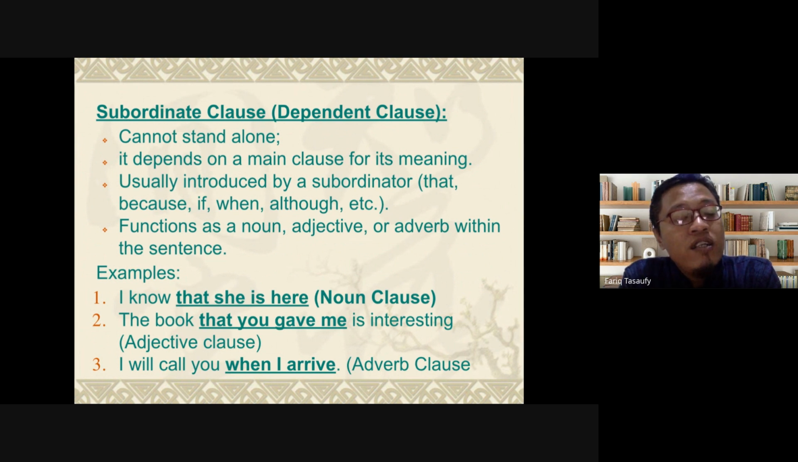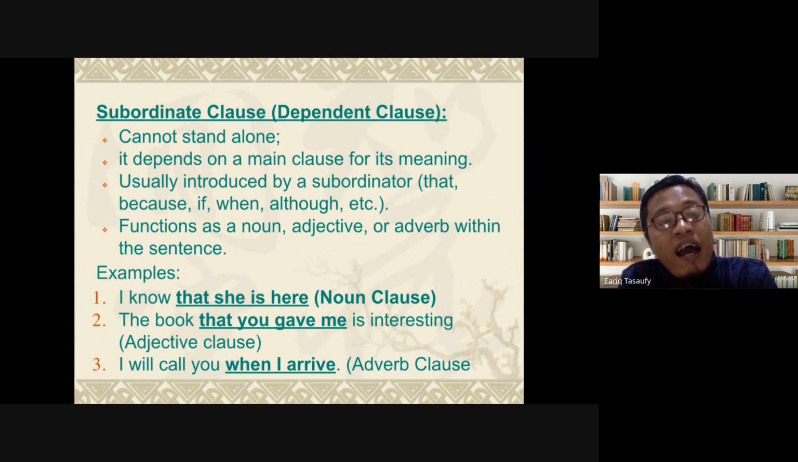And it is usually introduced by a subordinator like that, because, if, when, although, and etc. And it functions as a noun. It can be an adjunct or adverb within the sentence. So, for example, I have three sentences. I know that she is here. That she is here is the noun clause, which is a clause that tells us about the thing we know.